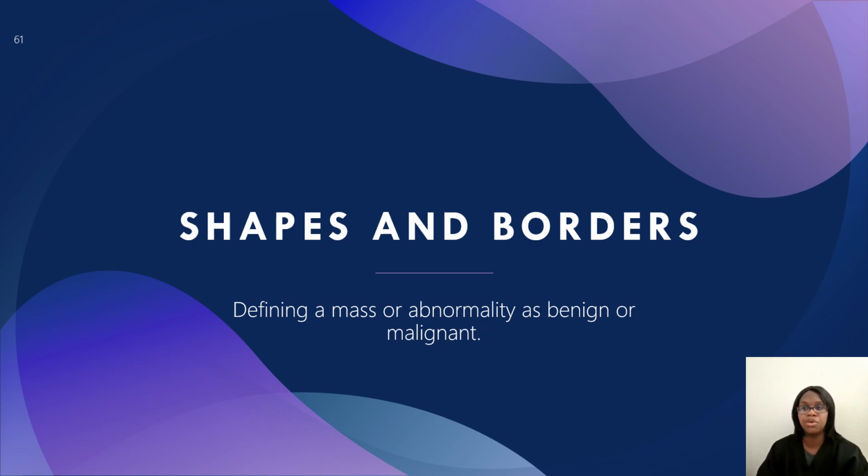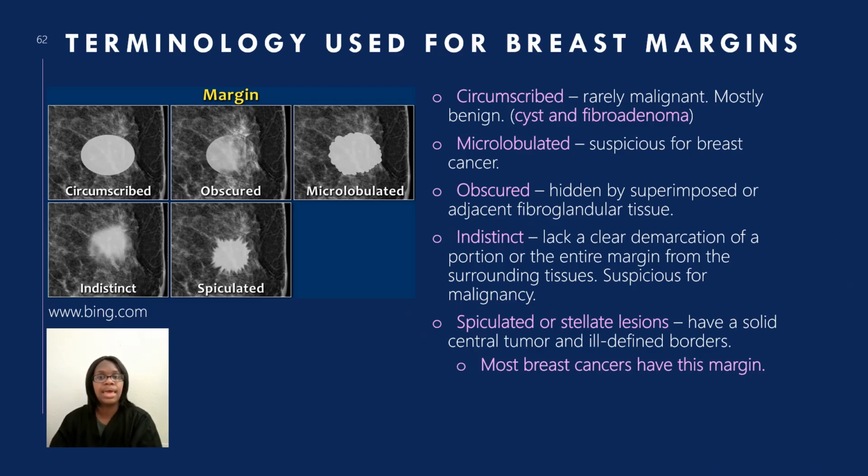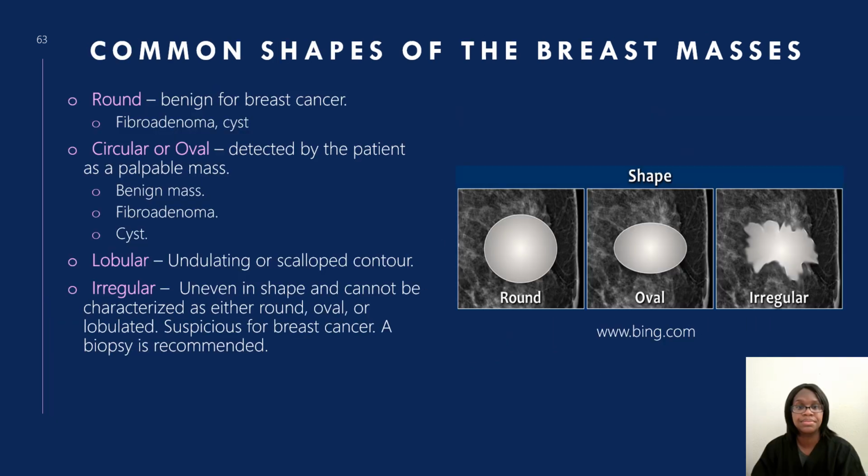Now the shapes and borders, you have circumscribed, which is mostly benign. You have your cysts and your fibroadenomas. And then these are other margins that we normally see on breast imaging, whether it's mammogram or breast ultrasound. If you do have something that's spiculated at the bottom, then most breast cancers will have this margin. And then these are the common shapes.